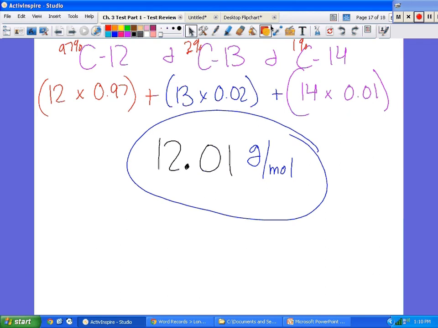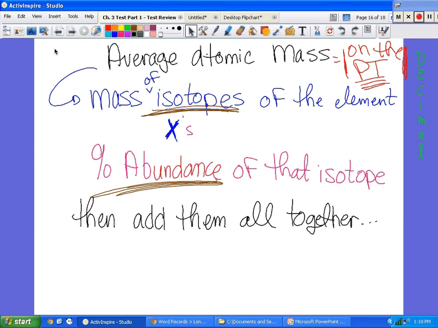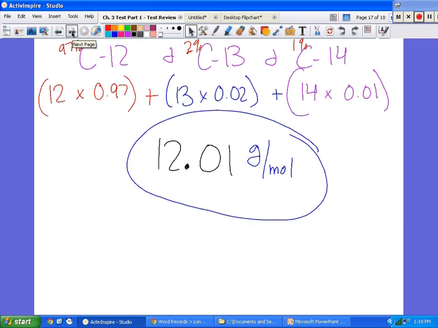So let's look. Do you agree that 12 is the mass of carbon 12? Do you agree that that is the percentage? Remember, percents are not real numbers. You've got to get them in decimal form. So multiply the mass by the percent, mass by the percent, mass by the percent, and then do what with them? Add them all up, which is the last thing down here in black. Then add them all together.